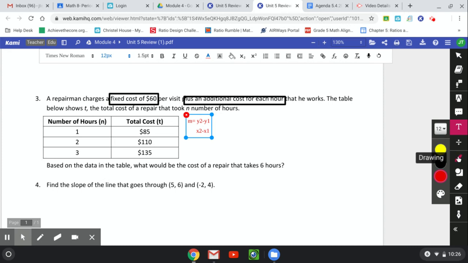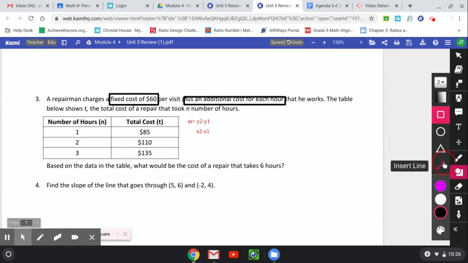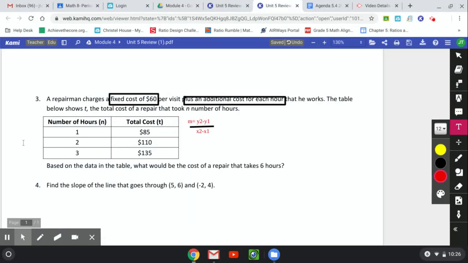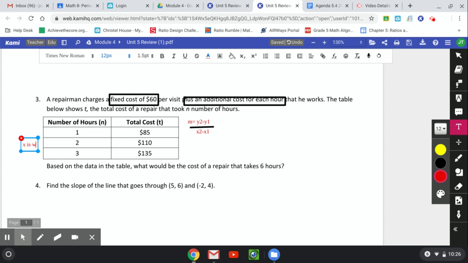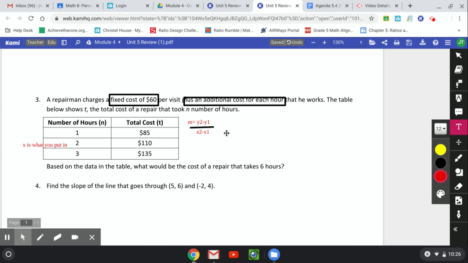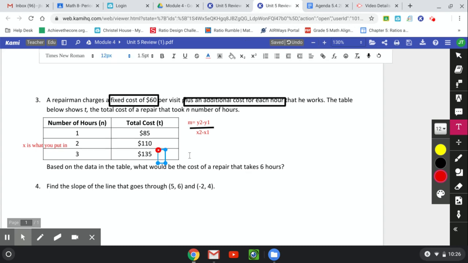And a lot of you guys, this is where you get confused. You get confused on this concept of what is x and what is y. And here's what I always tell people. X is what you put in, okay? So if I'm going to work, then I want to put in hours. So X is what I put in, and Y is what I get out. Okay? So input and output.